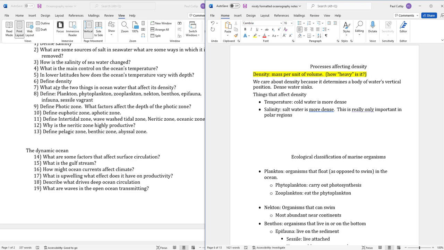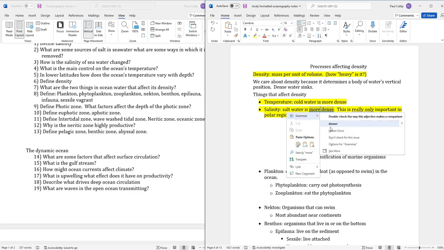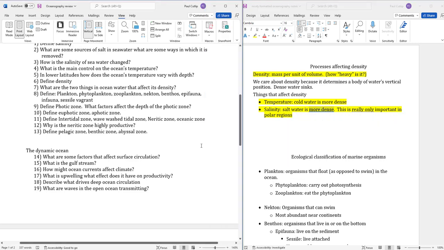And then I ask, okay, what are two things in the ocean that affect the water's density? And those two things are, of course, temperature and salinity, right? The warmer water is, the less dense it is. The colder it is, the more dense it is. The saltier the water is, the more dense it is. The more fresh it is, the less dense it is.